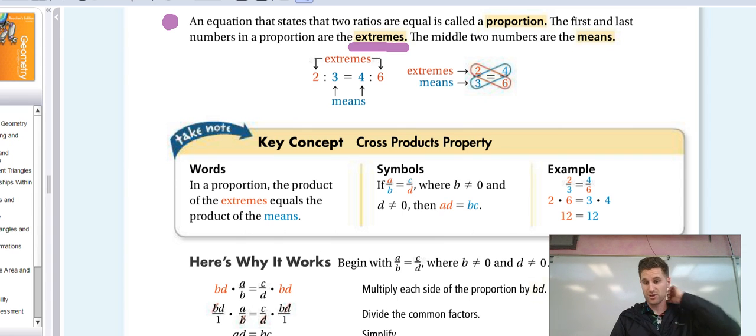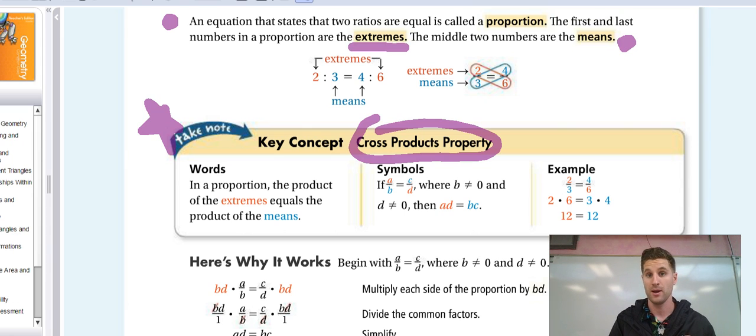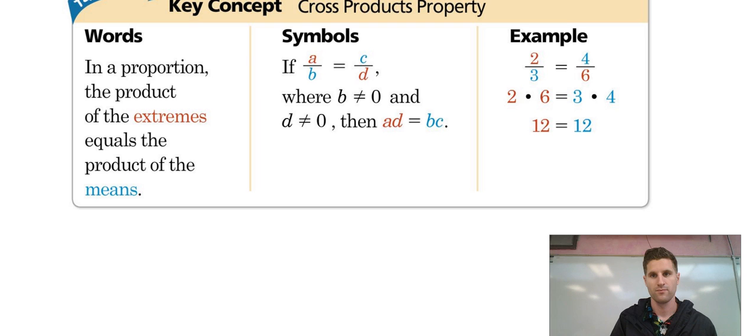The middle two numbers we call the means, and this is how we cross multiply, which you probably are very familiar with, cross products. So make sure you write down all these definitions, and please pause the video and take note of this box right now. Copy that down. Alright, we're going to move on to the next thing. Hopefully you've copied this down already.